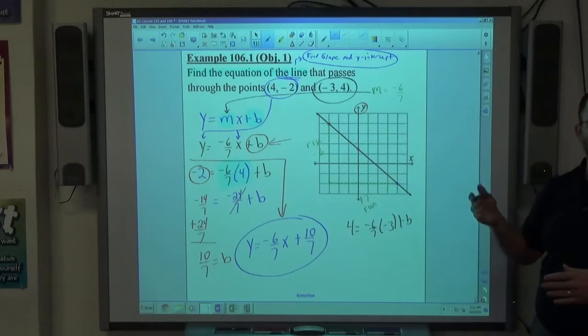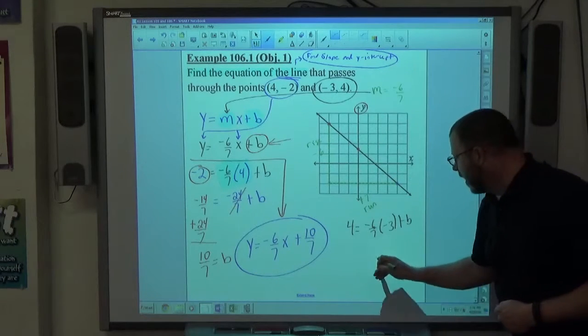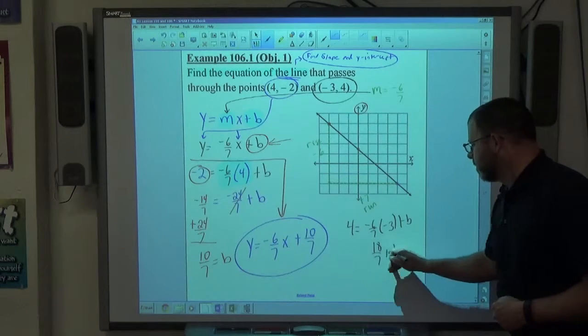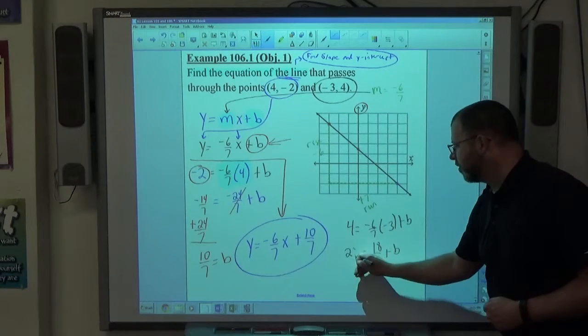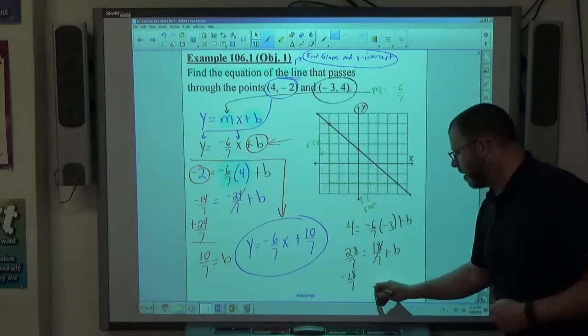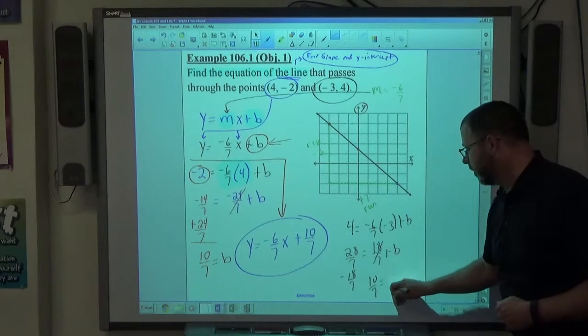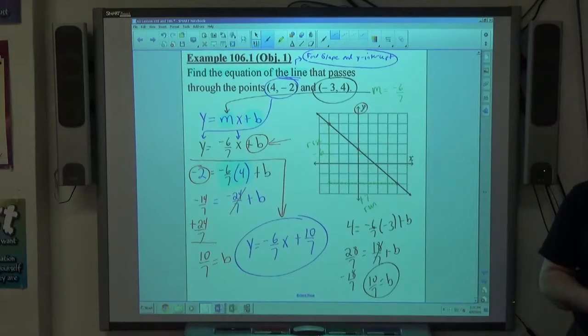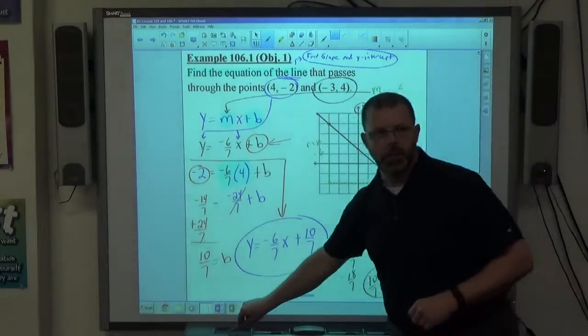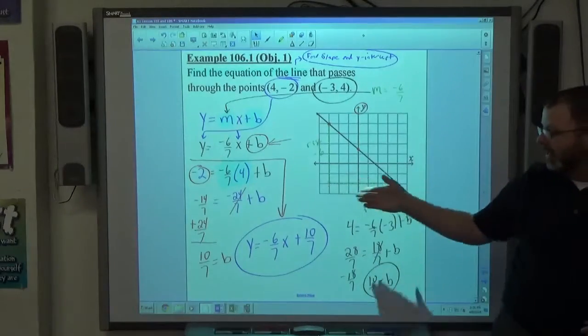Because that's what the y-intercept is. That's what we should get. So if I try it out, 6 times 3 is 18. 4 is the same as 28 over 7. Move the 18/7 over. Subtract, and we get 28 minus 18 makes 10/7 equals b. It doesn't matter which point you pick. You get the correct slope. Pick either point, you get the correct y-intercept. Write your answer in that manner.